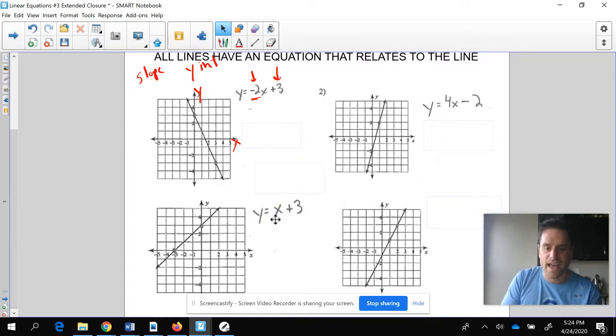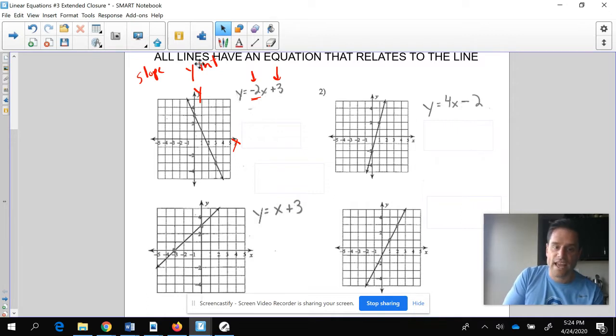Let's take a look down here. This formula is y equals x plus 3. Where do you see a 3 here? So how do you know what y is? Y is always going to be equal to x, same thing as x, except it's going to be plus 3. You're always going to add 3.